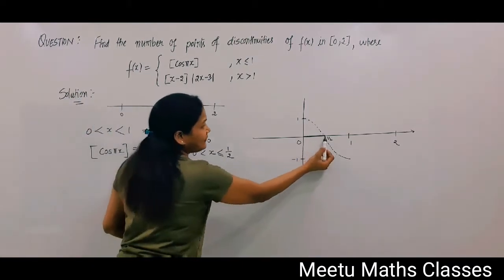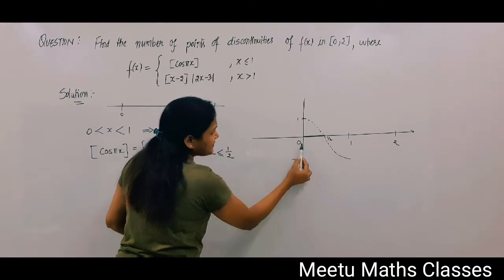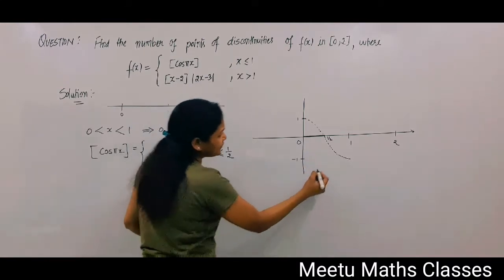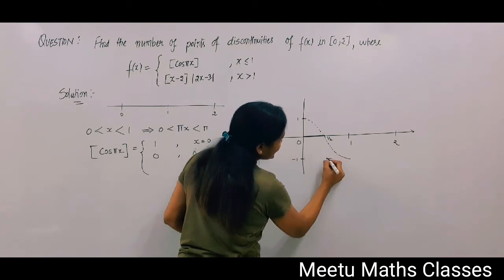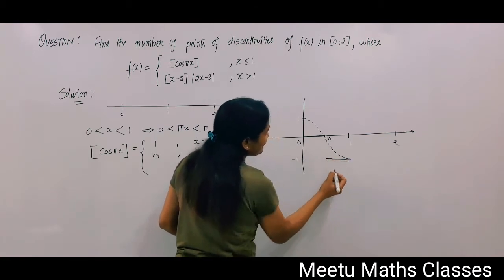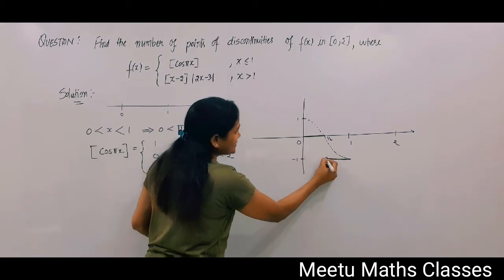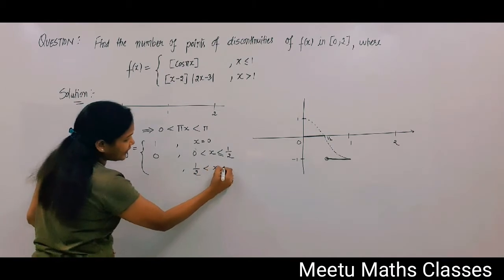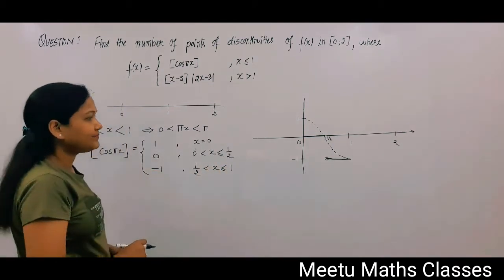Now, between half to 1, your cos(πx) graph is negative, in between 0 to −1, and the greatest integer function of this is −1. At half, your function is defined as 0, so this is hollow. In between half to 1, your function is defined as −1.